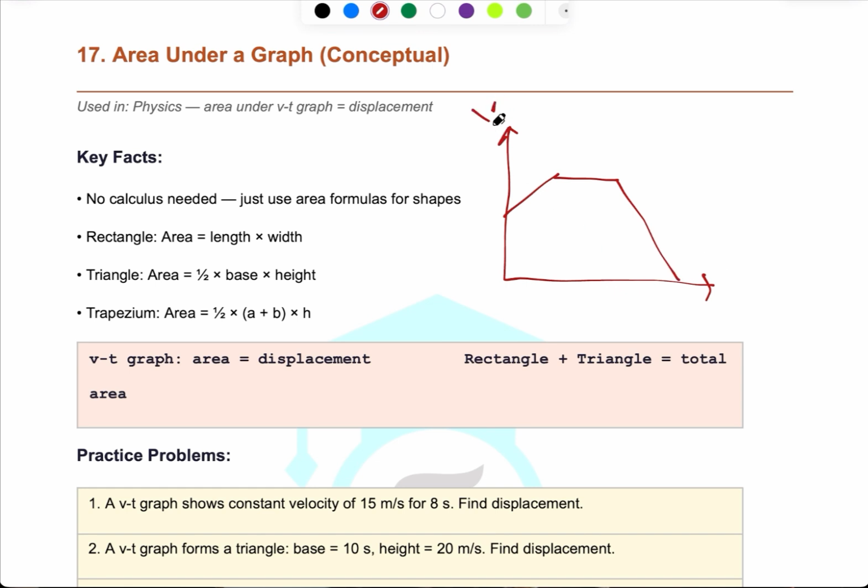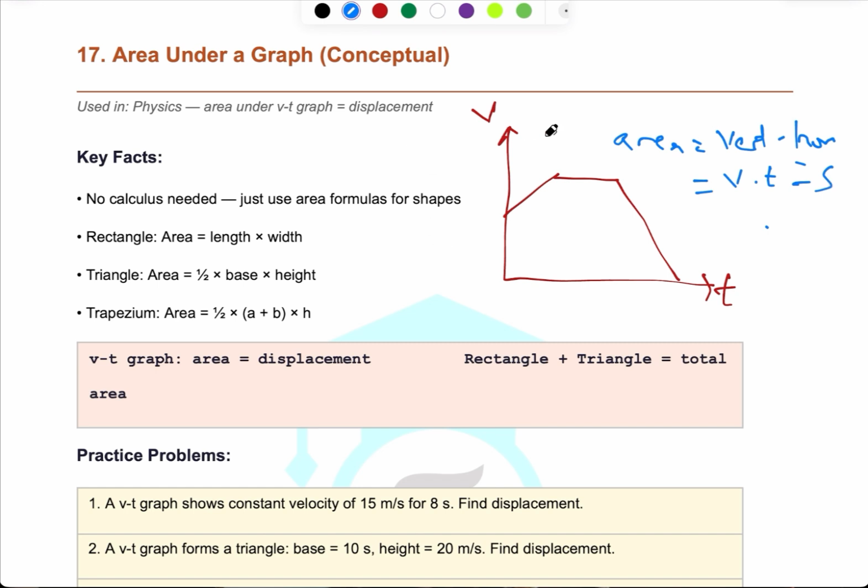Now, if this is a velocity time graph, area under a graph, take note, area is always the product of vertical multiplied by the horizontal. So in this situation, the area is velocity multiplied by time. And velocity multiplied by time will give us displacement. That means that the area under a velocity time graph will give displacement.